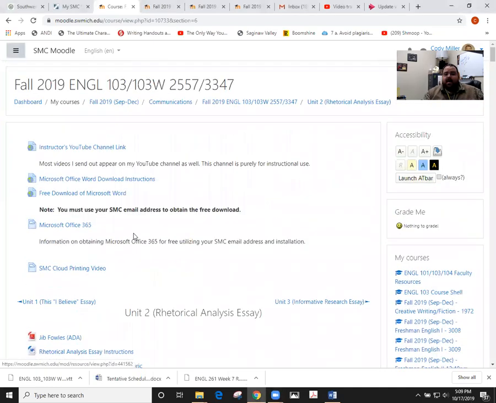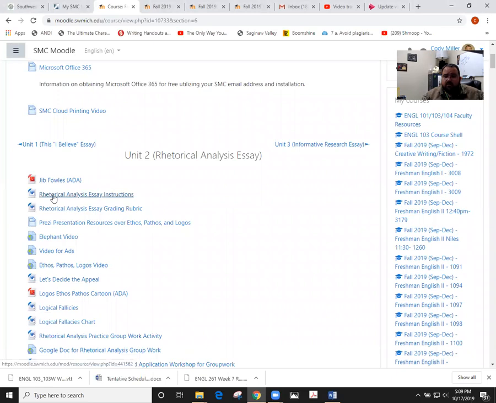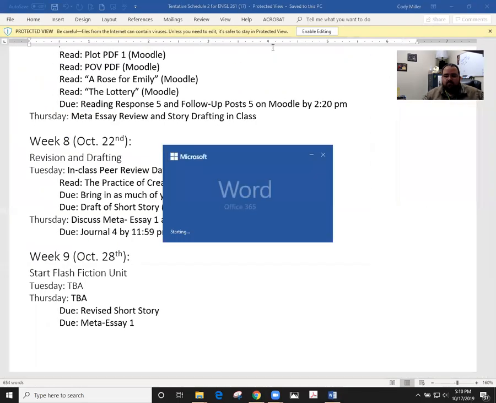When you are looking at our Moodle page, you want to make sure that in order to find the prompt is very, very important for this assignment. It largely outlines that whole paper for you. The prompt is located right here underneath Unit 2 Rhetorical Analysis Essay, and it's titled the Rhetorical Analysis Essay Instructions. So for this Moodle page, it's the second item down. It may be the first item or the second item down on your Moodle page, depending on which course you're in for me, okay?